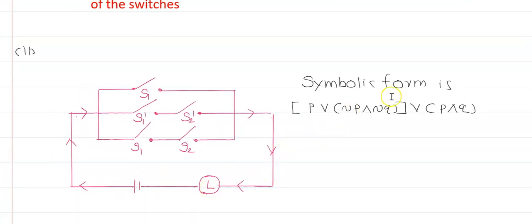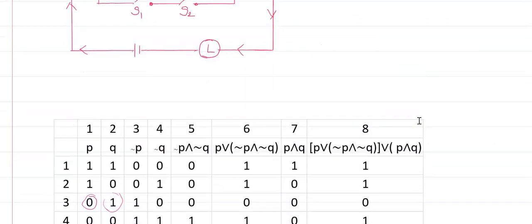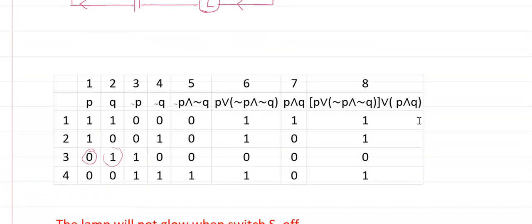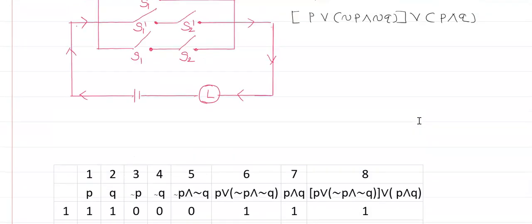For the second, the symbolic form is, what is the first? S1 is in parallel with S1 dash and S2 dash, which are in series. Again, they are in parallel with S1 and S2. Therefore, the first is P or negation of P and negation of Q. And again, they are in disjunction with P and Q. Now, we'll perform the truth table here.